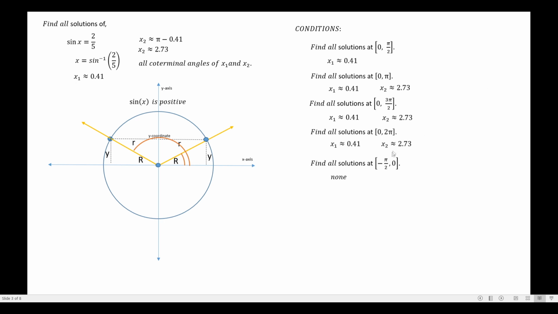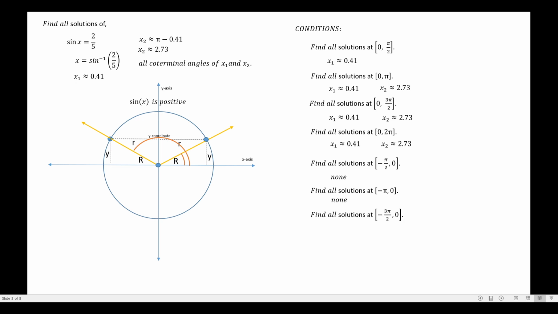Again, it starts at negative pi over 2, so we will start here until 0. There's no solution in quadrant 4, so no solution. Find all solutions in negative pi to 0. So negative pi is in here and then to 0. This part is in quadrant 3 and quadrant 4, so there's no solution, and so we'll say none.